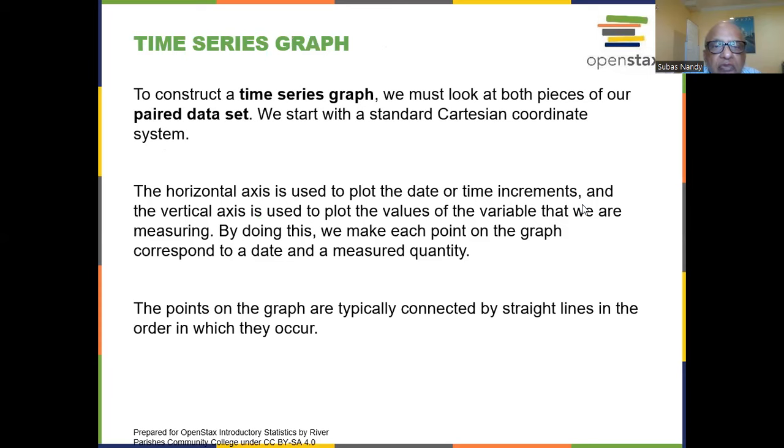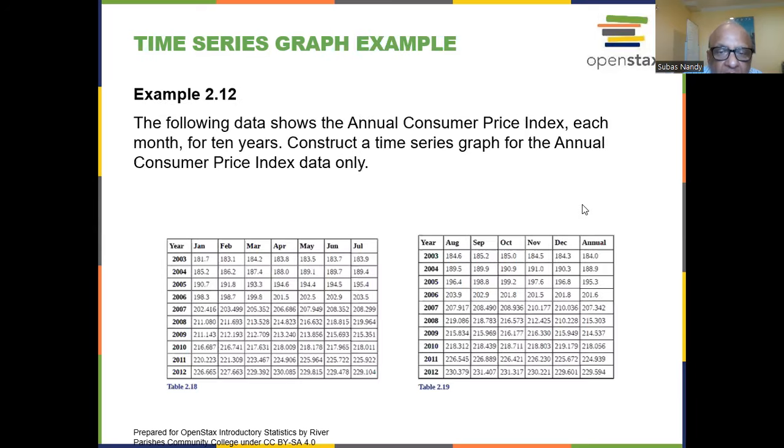To construct a time series graph, we must look at both pieces of our paired data set. We start with the standard Cartesian coordinate system, that is the XY system. The horizontal axis is used to plot the date or time increments, and the vertical axis is used to plot the values of the variable that we are measuring. By doing this, we make each point on the graph correspond to a date and a measured quantity. The points on the graph are typically connected by straight lines in the order in which they occur.